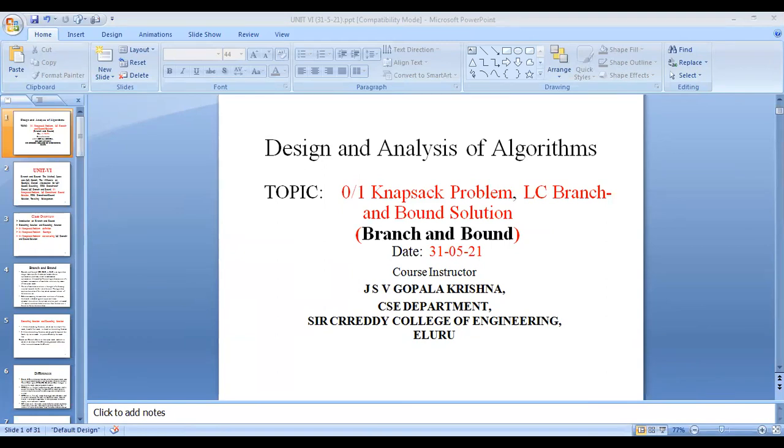Okay, good morning, students. Today's class is on the 0/1 knapsack problem using LC branch and bound solution. By using LC branch and bound, we are solving the 0 or 1 knapsack problem.